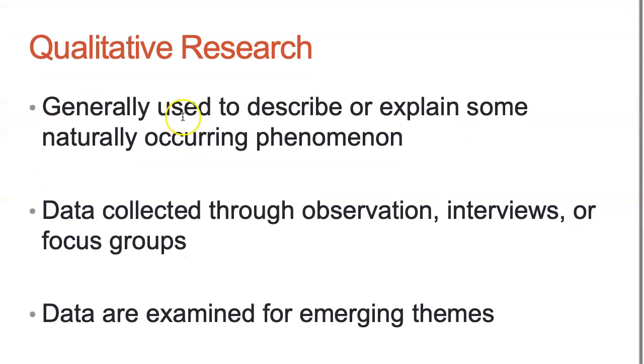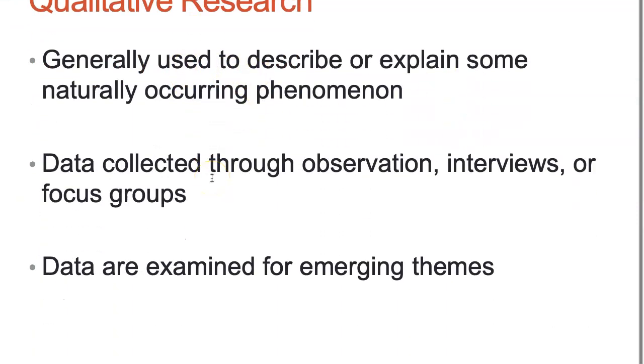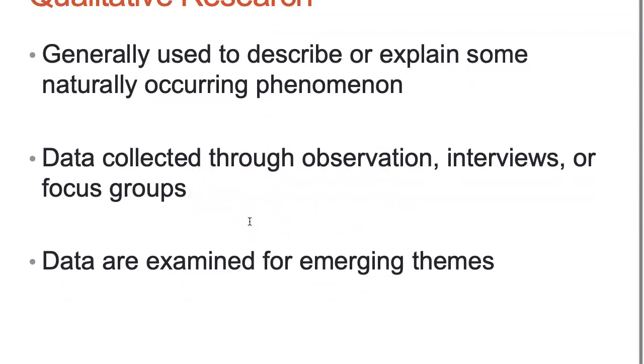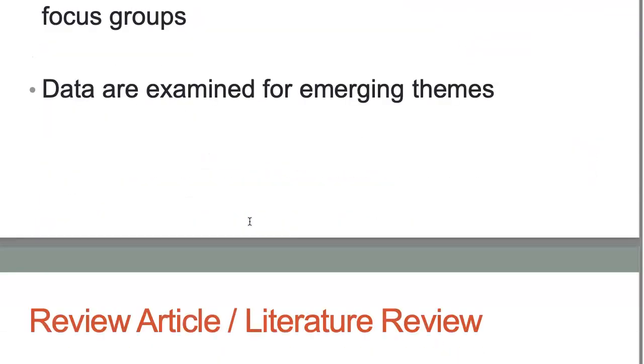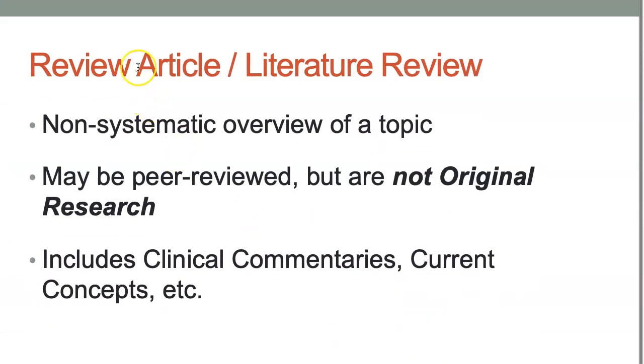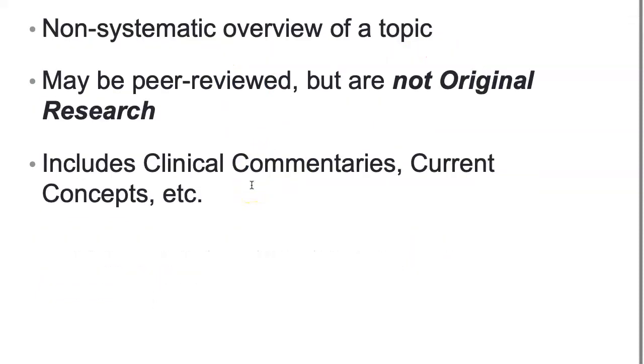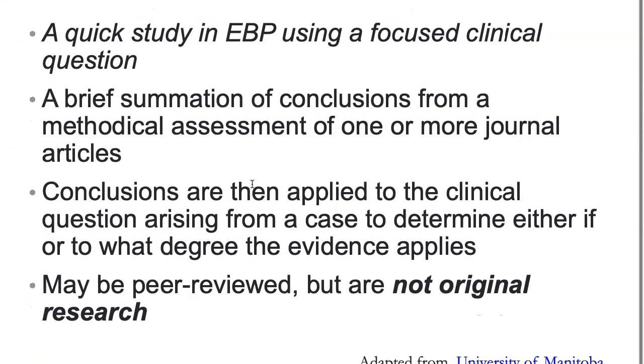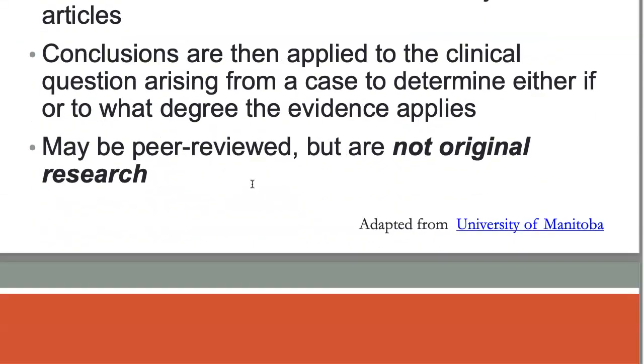Qualitative research, generally used to describe or explain. We've talked about this in our class, or we will be talking about it. Its data is collected through observation, interviews, or focus groups. Data are examined for emerging themes. And another type we've talked about here is review articles, literature review. This is non-systematic or reviews a topic. They may be peer-reviewed, but they are not original research. This can include some of our NATA clinical commentaries or current concepts. And our CATs are not original research. Okay, I'm not going to talk about more than that.